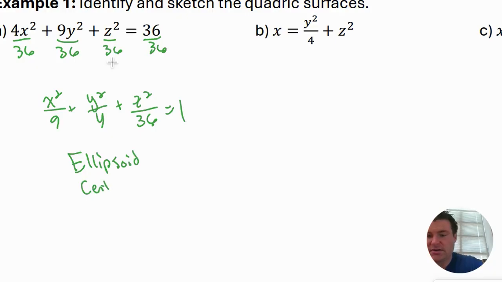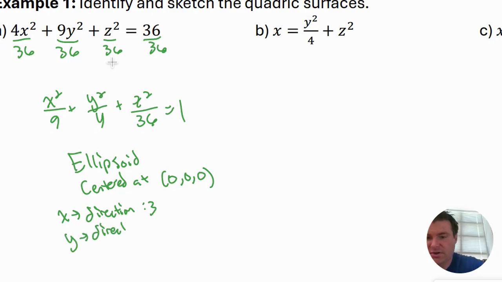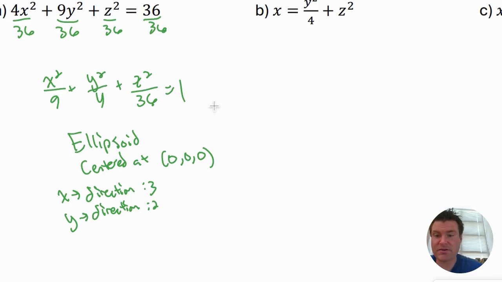It is centered at 0, 0, 0. So it's centered at the origin here. In the x direction, the ellipsoid is going out 3. In the y direction, the ellipsoid is going out 2. I just know that because these are squares. So 3 squared, 9, 2 squared, 4. And then in the z direction, we're going to get 6.